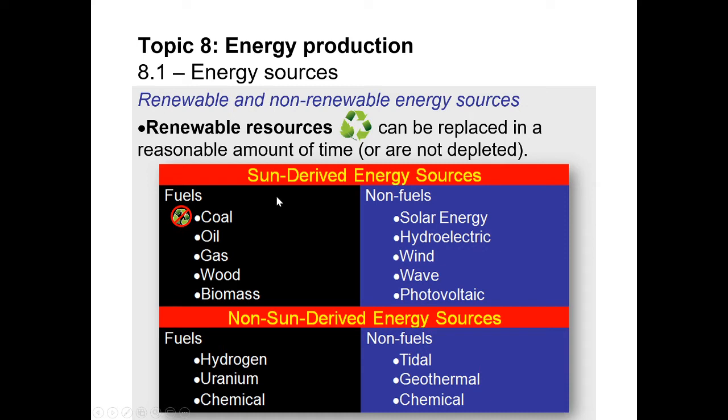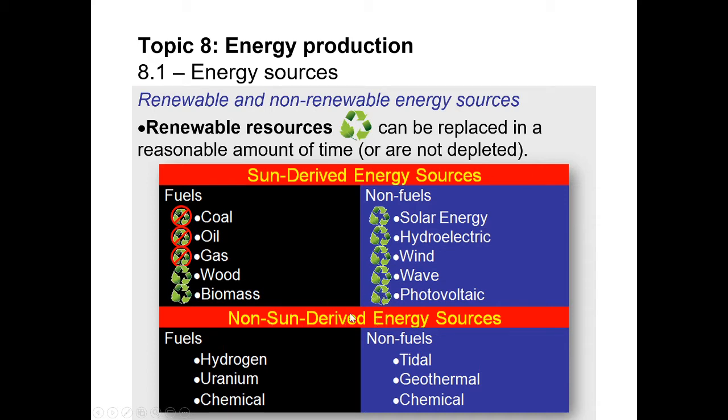So we have different kinds of fuels here from the sun, and these are not fuels, also from the sun. Fuels: coal is not renewable. Oil is not renewable. Gas is not renewable, but wood and biomass are renewable. Solar energy, hydroelectric. Solar energy is energy from the sun. Hydroelectric is water, so if you have a dam. Wind energy, that's self-explanatory. Waves, you can also generate energy from that. Photovoltaic is a solar cell, like a solar panel. This is renewable because solar energy is renewable.